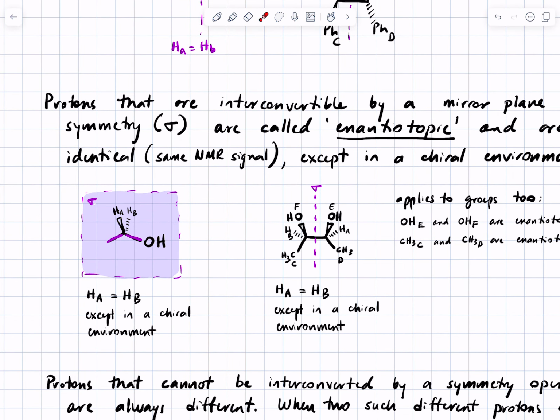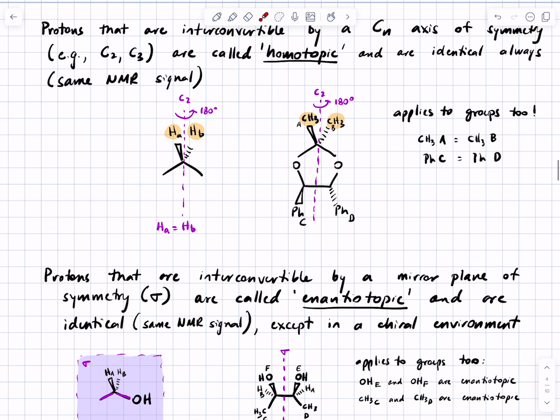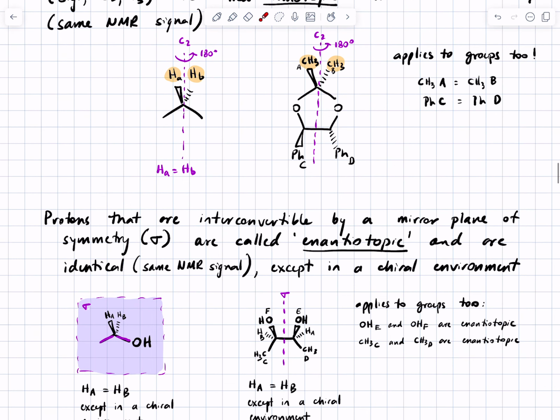So you might wonder, why should I bother learning the difference between homotopic and enantiotopic protons? The distinction is subtle, and if you forget it, it's probably okay. But it actually is going to come up in the 353 organic lab that you're going to deal with. And I probably will ask an exam question on whether protons are homotopic or enantiotopic, because I feel like it does push you on symmetry, and that is a useful skill for you to continue to maintain.